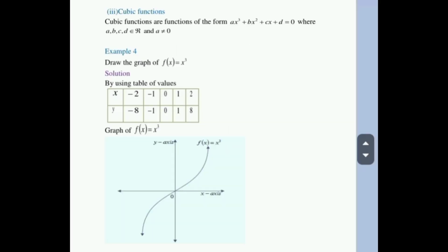Cubic functions are of the form ax cubed plus bx squared plus cx plus d is equal to 0, where a, b, c, d are elements of real numbers and a is not equal to 0. For example, draw a graph of f of x is equal to x cubed.